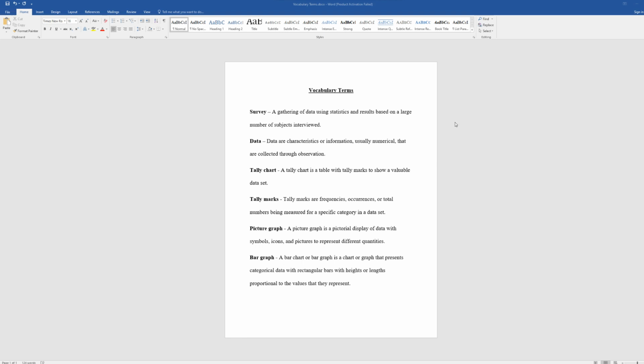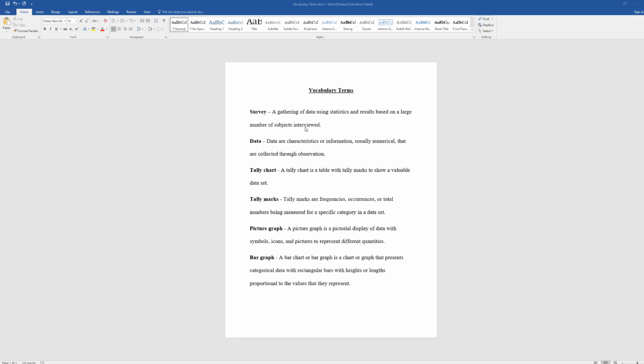So basically, the survey is the actual format, the way that you're going to go about getting the data, which is the information. So the data is the actual information, the survey is the way that you're going to get the information, and the charts are how you organize the information. So let's make that a little more simple. Let's give you an example.